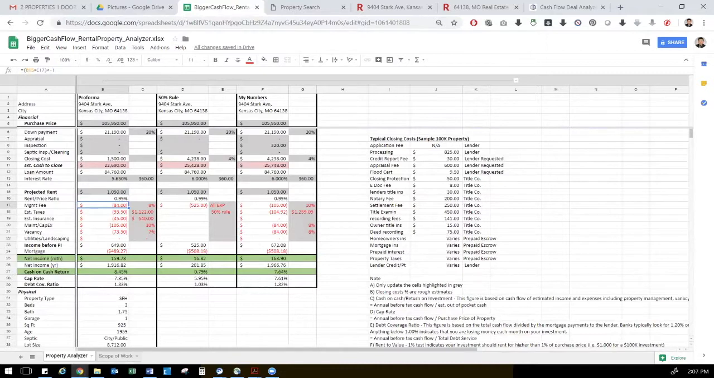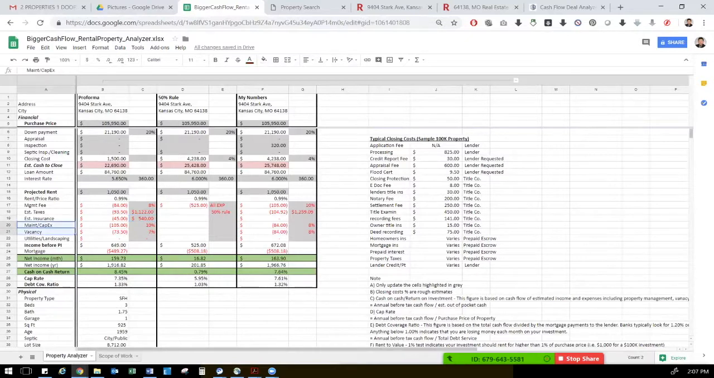But if you end up getting a bad property manager, your property is not going to cash flow. Next, you have the estimated taxes. They have provided $93.50. This is a monthly charge. And insurance, $540 per year.